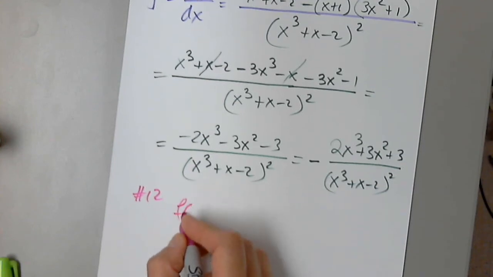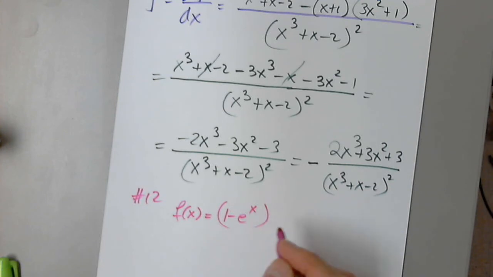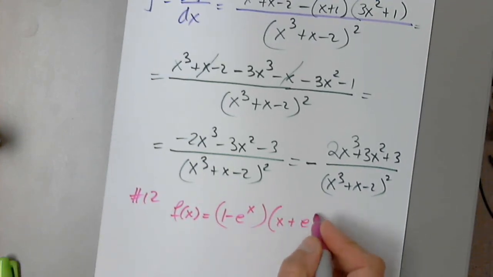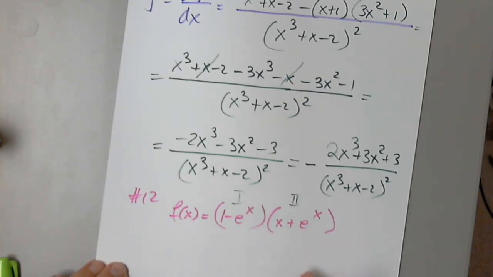And this is f of x equals 1 minus e to the x multiplied by x plus e to the x. If you are looking in the book, I changed the z into x only because the way I write z could be confusing. Here you could say, wait a minute, you don't need to use the product rule. Just multiply these out. True, but we want to practice the product rule. So let's do that. So this is function 1 and this is function 2.